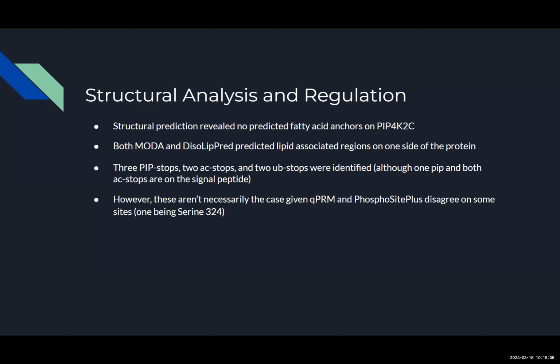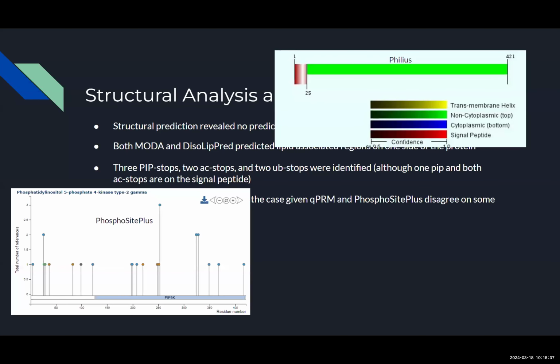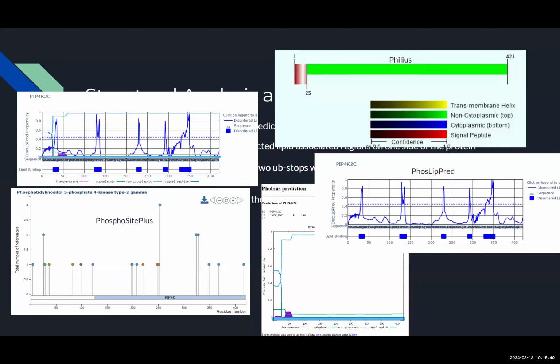Unfortunately, structural prediction revealed no predicted fatty acid anchors. Both MODA and Phobius predicted lipids, so a lot of the lipid-associated regions on one side of the protein. And with that, 3 PIP sites, 2 acetylation sites, and 2 ubiquitination sites were identified. Although 1 PIP and both acetylation sites were on a single peptide. However, that wasn't necessarily the case given PhosphoSitePlus and phosphosite disagree on some sites, one being a phosphorylation on serine 324. And this is just me doing all the calculations, a bunch of boring graphs, and I even combined phospholipid and Phobius because, yeah, it is on a similar scale.